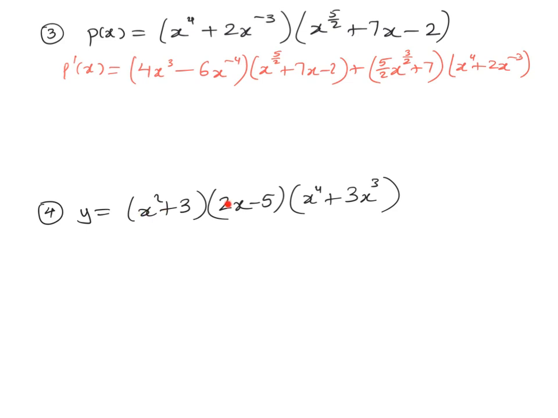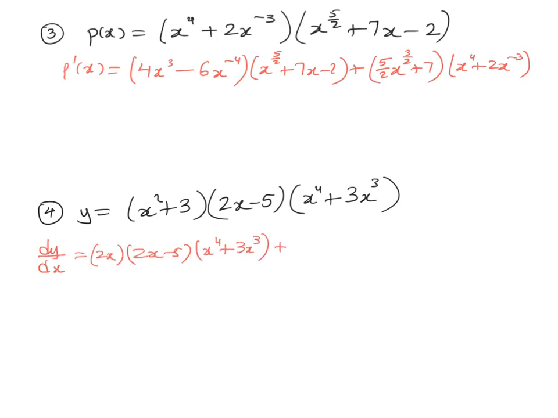Now here I've got a product of 3 different functions, so we just expand this product rule into taking the derivative of one of them at a time and leaving the other 2 alone. It's not actually that much more difficult, it's just more steps. So dy dx is going to equal, first I take the derivative of x squared plus 3, so that's 2x, and I leave the other 2 things alone, so 2x minus 5, x to the 4th plus 3x cubed.